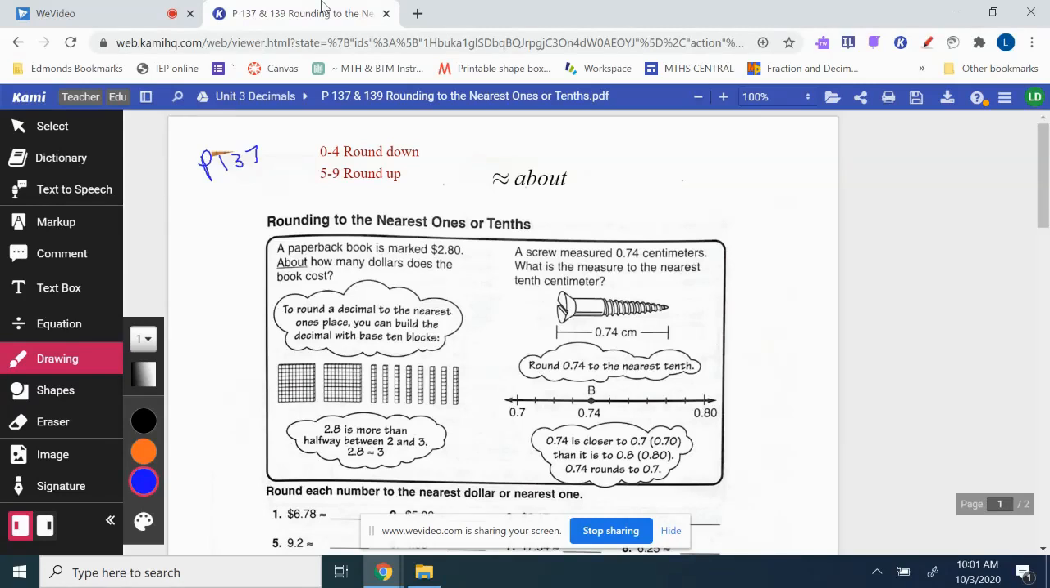137 and 138, we talk about rounding. And rounding isn't a new skill, it's just one we haven't done this year. And a new symbol that they introduce is this one. And it means about. It's like a wavy equal sign. So it means about, estimate, close to, near.